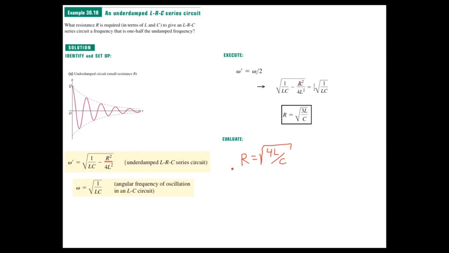So we're simply going to set omega prime equal to omega over 2, as shown here, and replace the omegas by the respective expressions. And we get this expression, and now I can square both sides and solve for the target variable R. And I find that R is equal to the square root of 3L over C. When R is actually equal to something a little bit bigger, the square root of 4L over C, the circuit becomes critically damped and no longer oscillates. And hence this is a little bit below this, and the circuit is underdamped. This ends example 30.10.